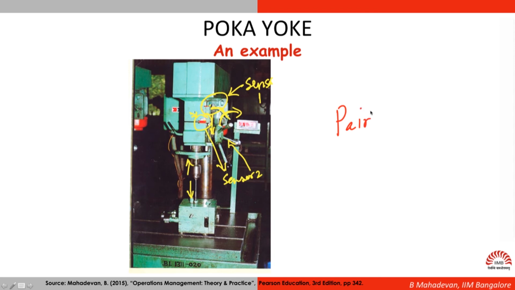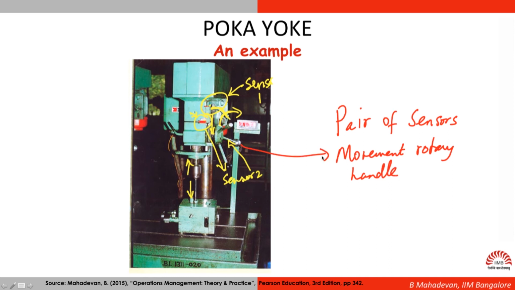You use a pair of sensors, that is what you see here, and the pair of sensors control the movement of the rotary wheel, rotary handle let me say, which travels up and down, and it makes sure that a through hole is always drilled, because unless it touches the lower sensor, there is no way you can retract the wheel up, and by the time it touches the lower sensor, the through hole is done. The tool has traveled this far.